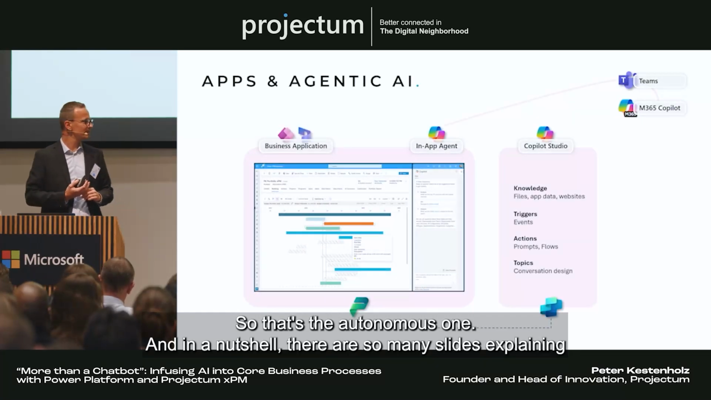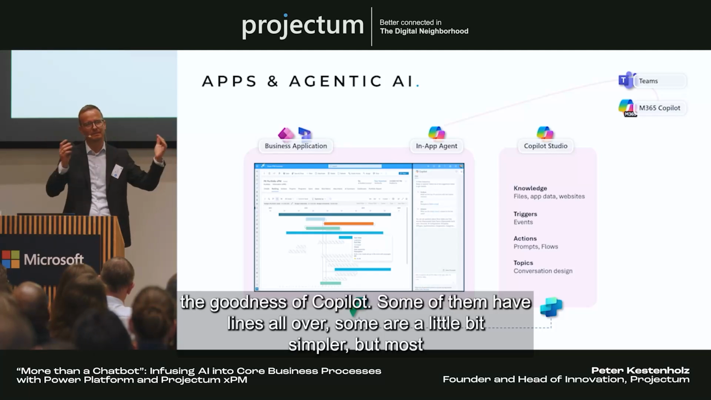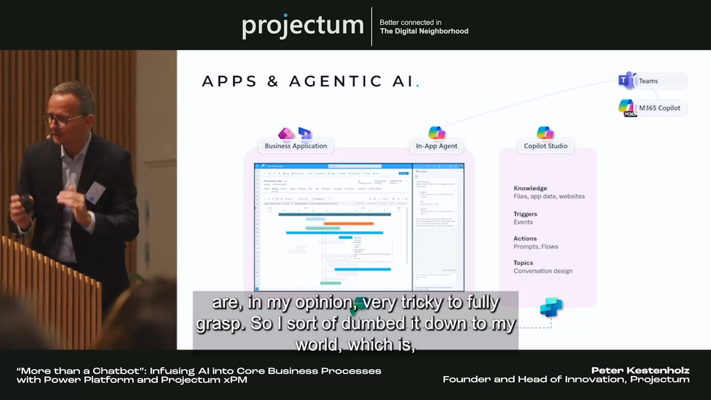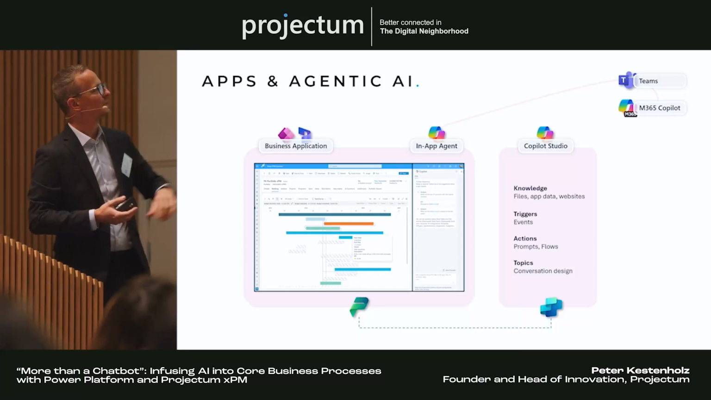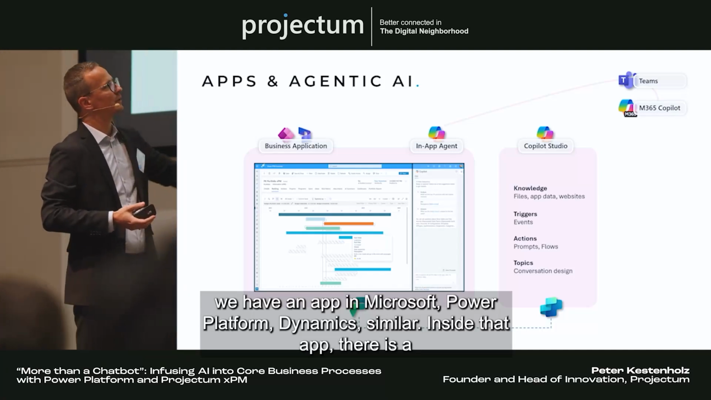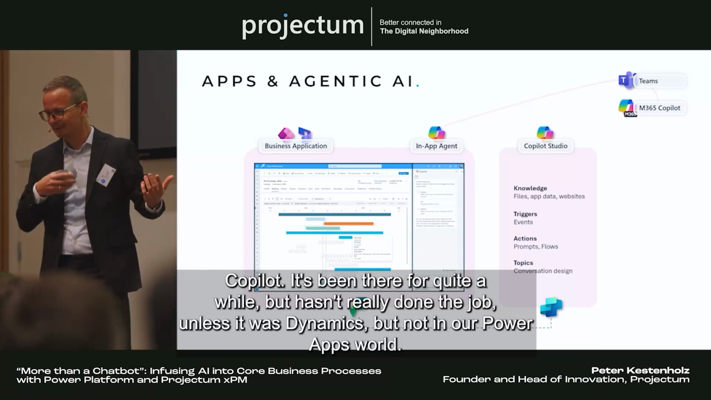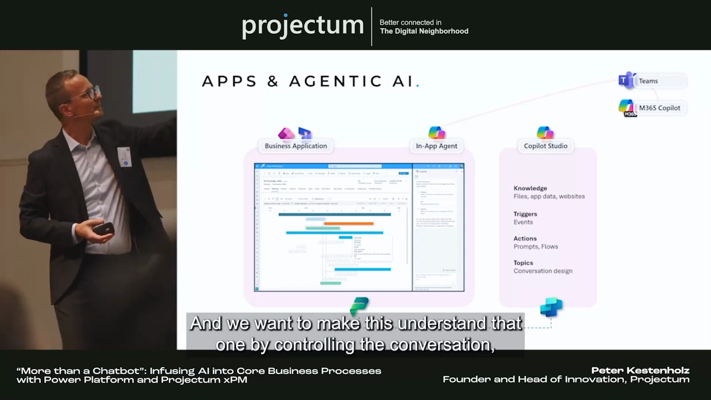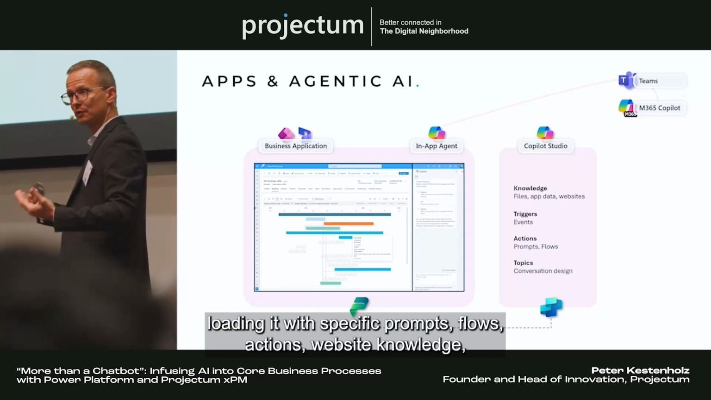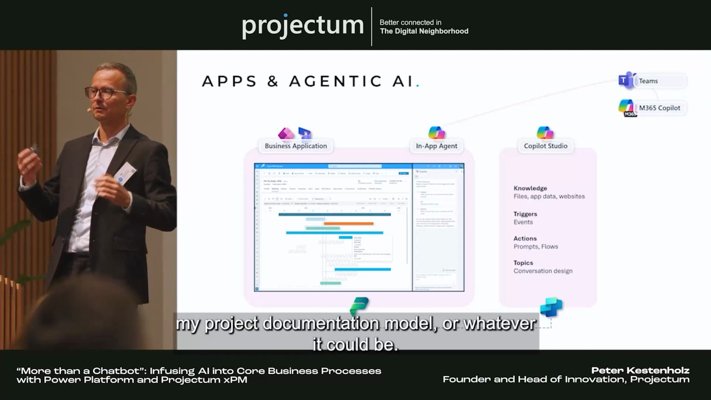And in a nutshell, there are so many slides explaining the goodness of Copilot. Some of them have lines all over, some are a little bit simpler, but most are, in my opinion, very tricky to fully grasp. So I sort of dumbed it down to my world, which is we have an app in Microsoft, Power Platform, Dynamics, similar. Inside that app, there is a Copilot. It's been there for quite a while, but hasn't really done the job, unless it was Dynamics, but not in our Power Apps world. And we want to make this understand that one by controlling the conversation, loading it with specific prompts, flows, actions, website knowledge, my project documentation model, or whatever it could be.